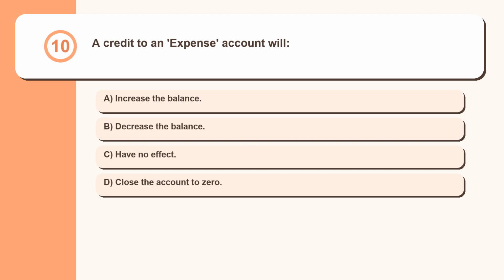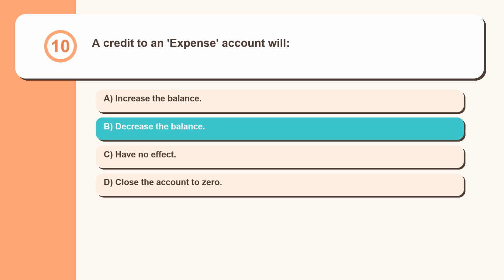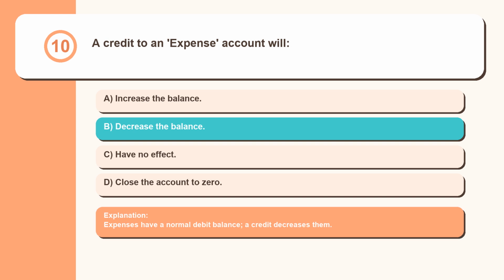Question 10. A credit to an expense account will increase the balance, decrease the balance, have no effect, close the account to zero. Expenses have a normal debit balance, so a credit decreases them.